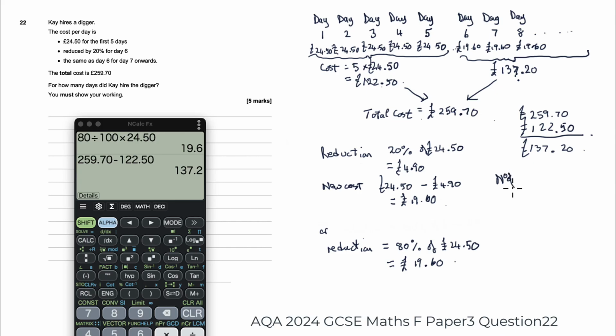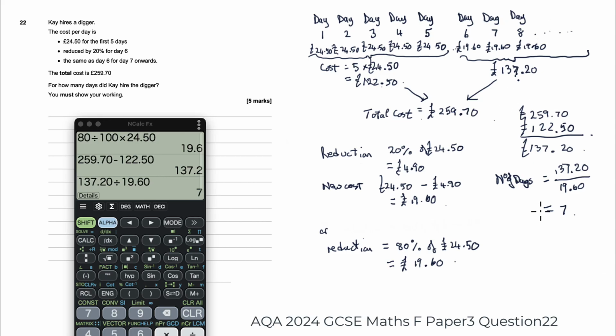So the number of days would be given by how many £19.60s are there in £137.20. We take £137.20, and we divide that by £19.60. How many £19.60s make up this £137.20? And we get a nice round answer of 7. So there are 7 days.